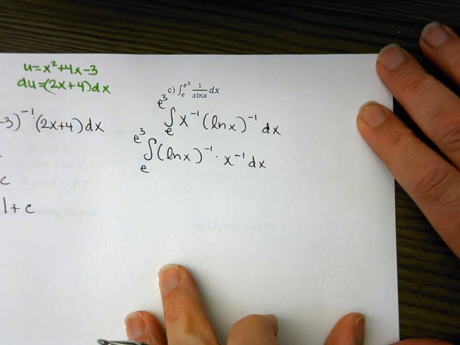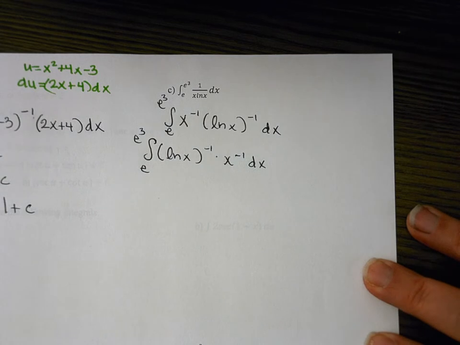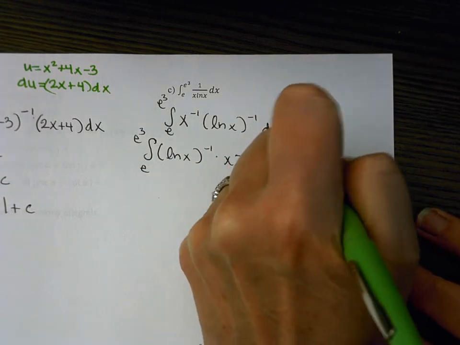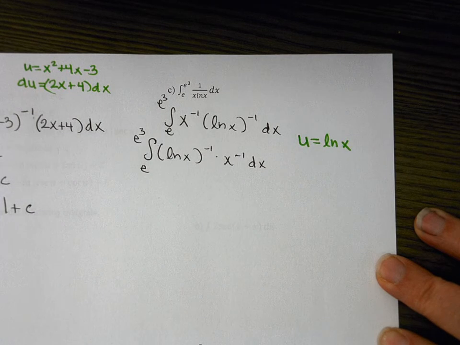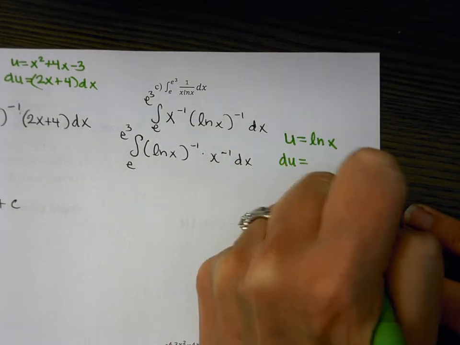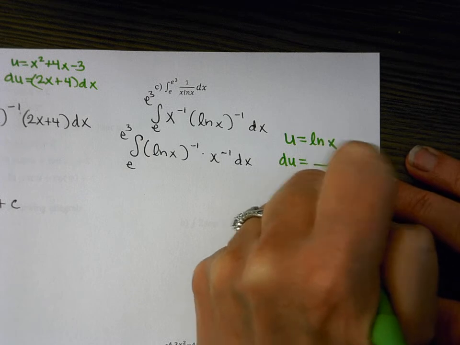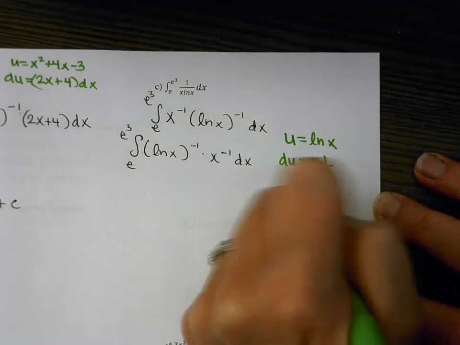All right, so that looks pretty good, right? So I'm going to let u equal my inside, and then I'm going to take that derivative. So the derivative of the natural log of x follows: the natural log goes in the denominator, and then its derivative in the numerator. So the derivative of x is 1, and then multiply that dx over.